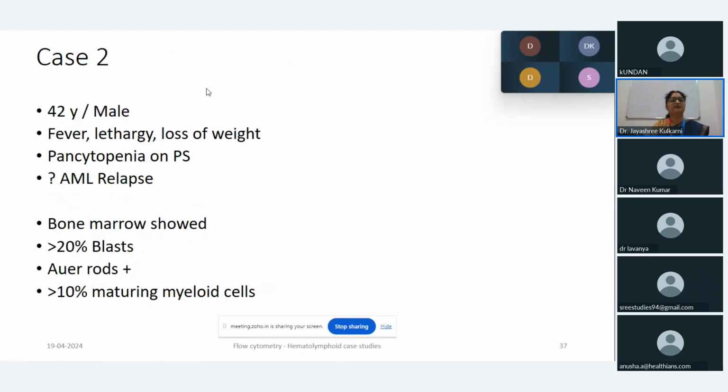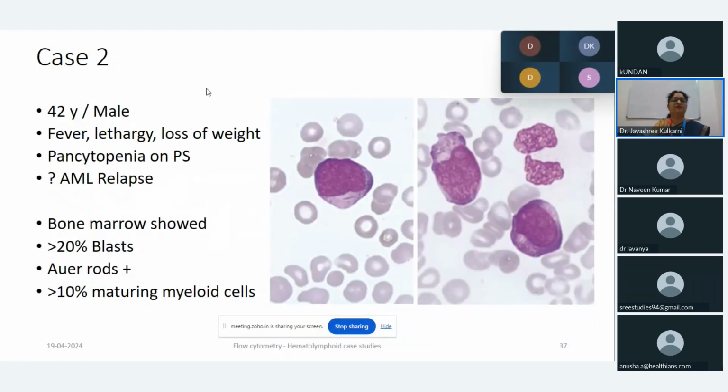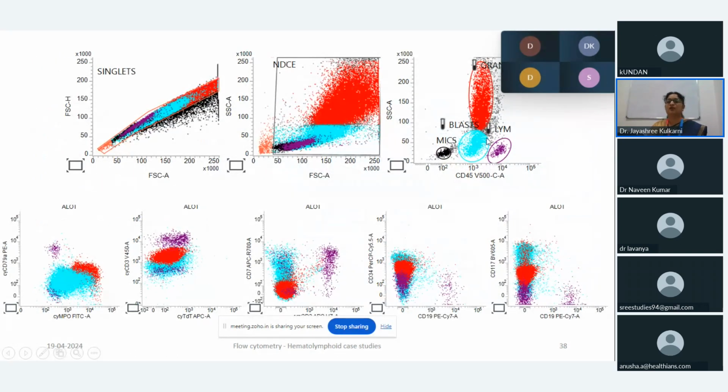Okay, now case number 2: a 42-year-old male with fever, lethargy, weight loss, pancytopenia, and it was a known case of AML, so much so easy, and they were suspecting a relapse. On morphology, we could see these Auer rods, very nice and easy. So we go to the flow. As soon as we saw that there was some maturation, here also you can see that there are many more granulocytes than you saw in the previous case. So there is maturation happening.